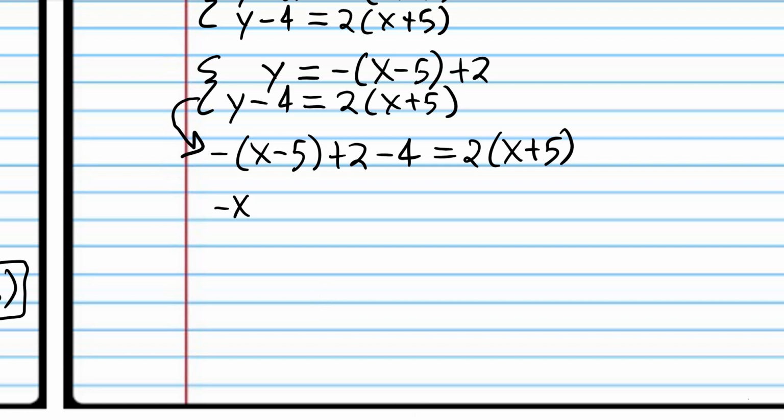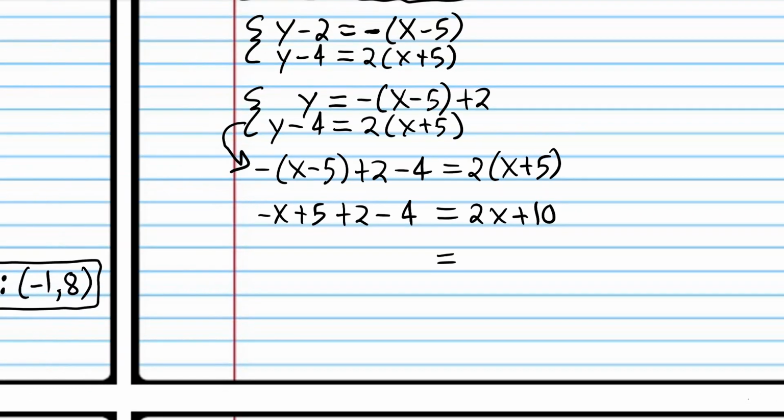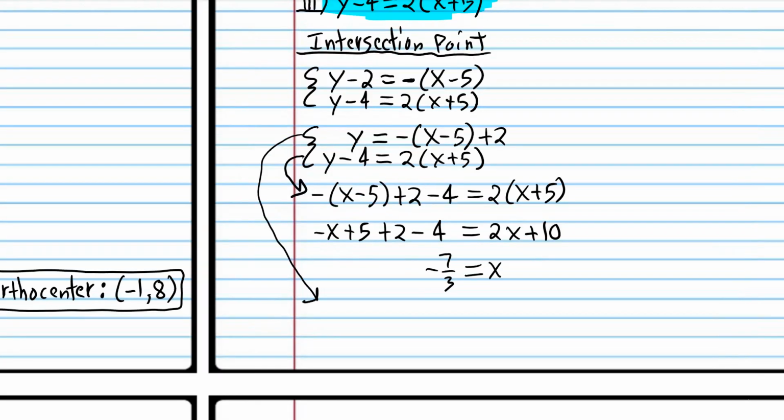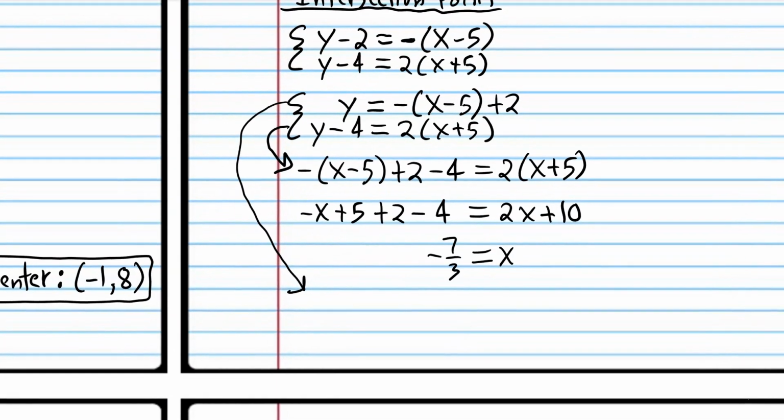So we have negative x plus 5, and so on and so forth. Looks like if we solve this equation, we have x equals negative 7/3. So now we're going to take the equation where y is solved for and use that to find y. Because we have a fraction, this is probably not going to be easy as far as the arithmetic goes. But again, that's just a fact of life in math. You have to use arithmetic. That's why that's a prerequisite for this course.